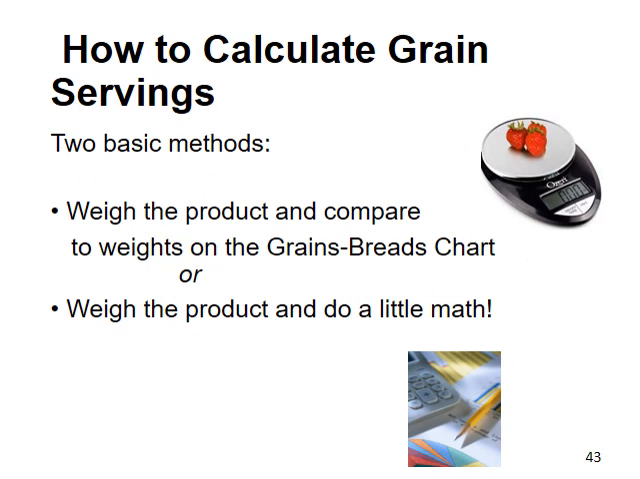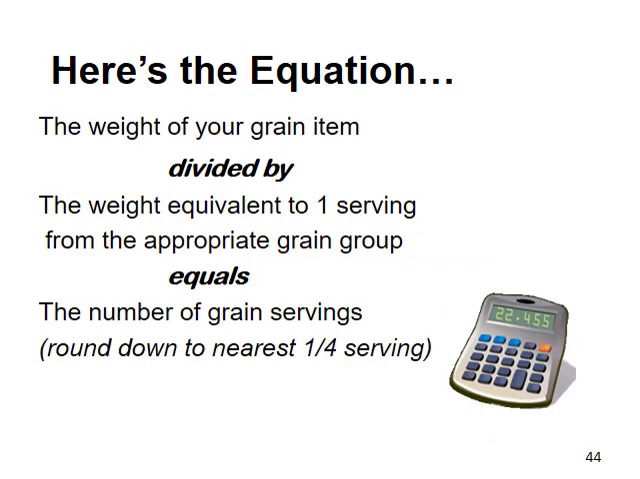So, how do we use the chart? First, you weigh your item with your digital scale, and then you compare to the correct group on the chart. Or you may have to do a little math. The math equation to determine how items credit is to take the weight of your grain item and divide it by the weight equivalent to 1 serving from the appropriate group, and this will equal the number of grain servings. If rounding is needed, you will always round down to the nearest 1/4 serving.